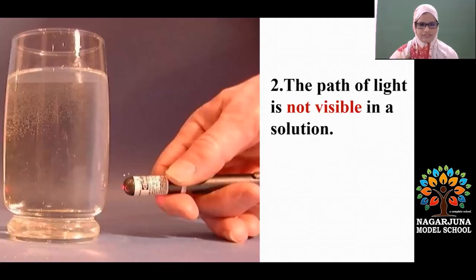So here we have a light and we have a salt solution. Can you observe any path of light here? Is light visible here? No. In a solution, light is not visible. We can't see the path of light here. So the path of light is not visible in a solution.